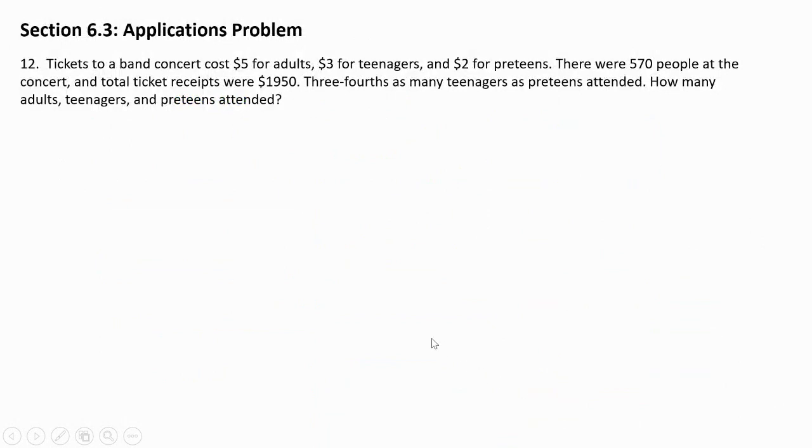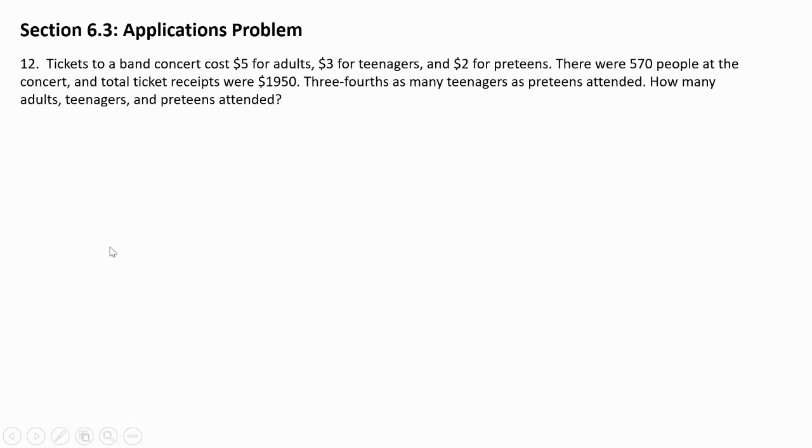Okay, now, how does this work? 6.3. Again, there's a word problem, guys. Here we have the tickets to a band concert cost $5 for adults, $3 for teenagers, and $2 for preteens. There were 570 people at the concert. The total ticket receipts were 1,150. 3/4 as many teenagers as preteens attended. How many adults, teenagers, and preteens attended?